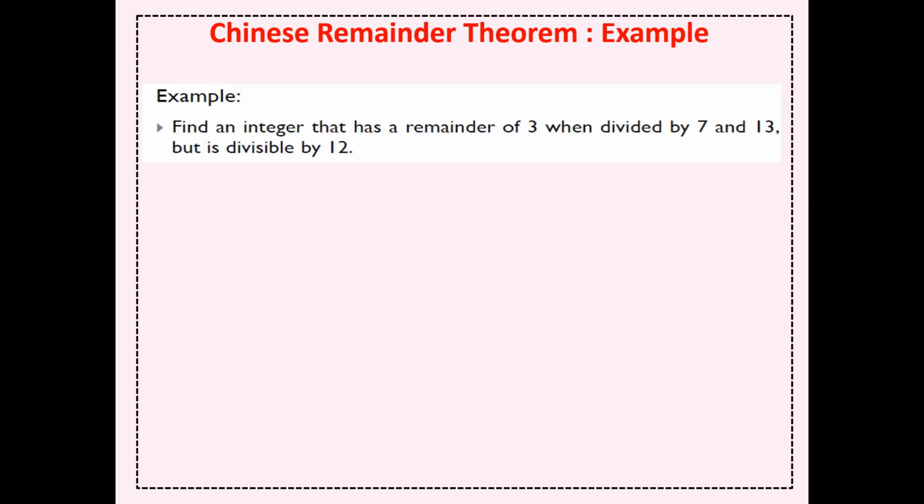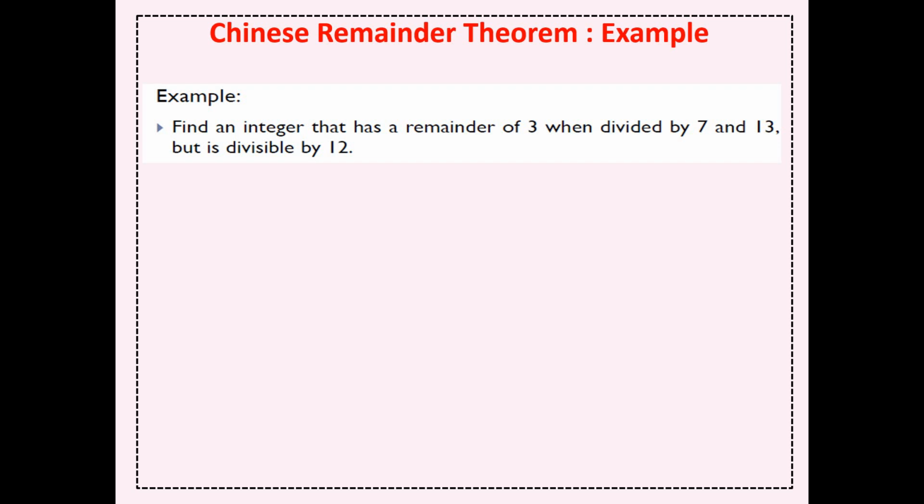So this already we have done. Now this is the question I was talking about. Find an integer that has a remainder of 3 when divided by 7 and 13 but is divisible by 12. Can you try using the CRT to find the integer in the same rule?